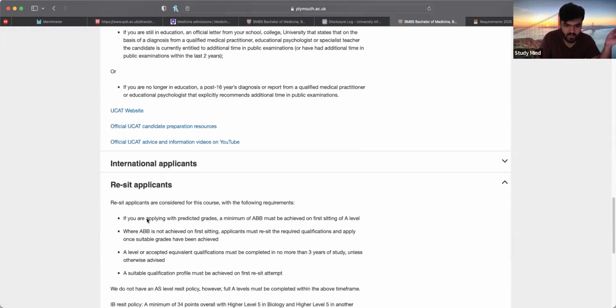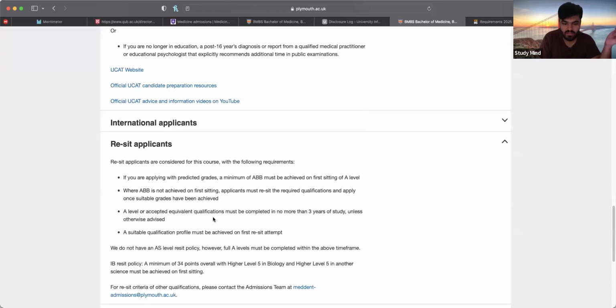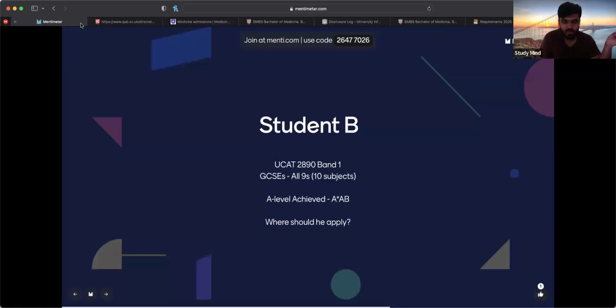Recent applicants, this is the one. Okay, if you are applying with predicted grades with a minimum ABB in first sitting, so basically you can resit, and it must take no more than 3 years, and it must be achieved in the first resit attempt. So you see how we can easily find universities. It's very easy to assume actually, and a lot of students, sadly, they are eligible, but then they give up and then do another degree and perhaps never become doctors because they were never informed.